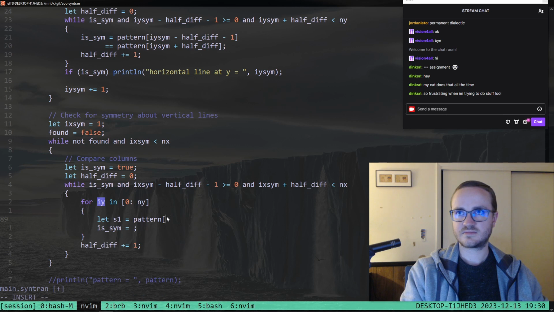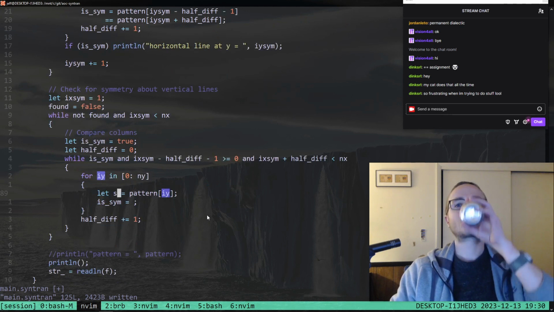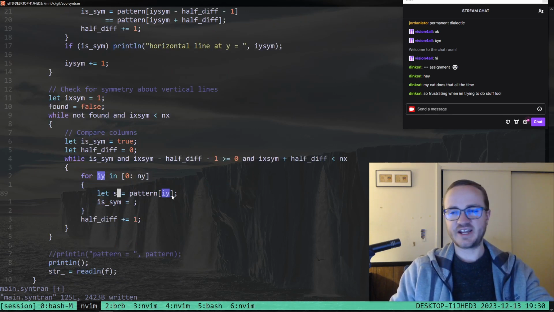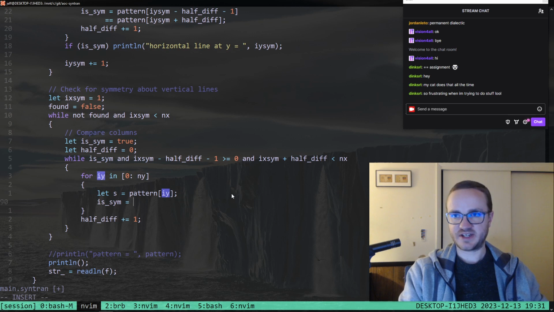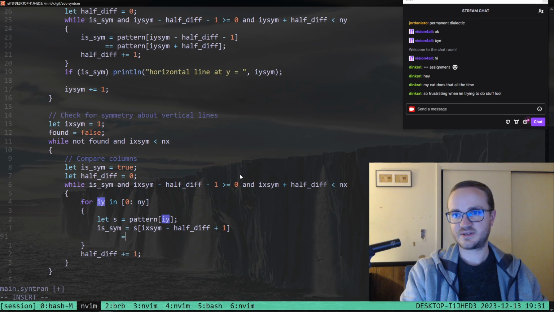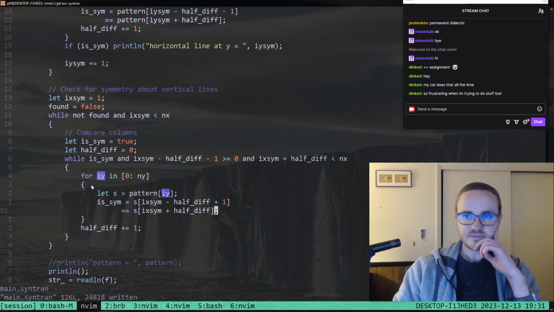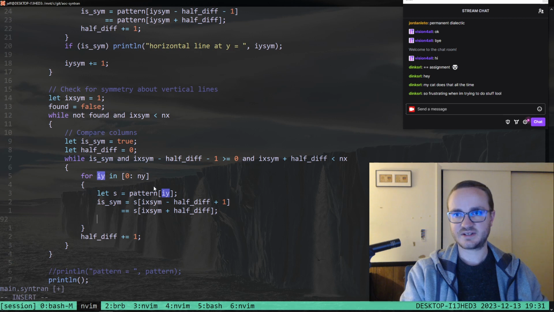Oh. I thought I had to get two strings, but I only have to deal with one line at a time. And now we're going to compare the characters. So ixsym minus half diff plus 1, and compare that to ixsym plus half diff. And I actually want this to be a while loop, because as soon as I find something that's not symmetric, I can break out of this inner loop. So I have to increment it manually if it's a while loop.